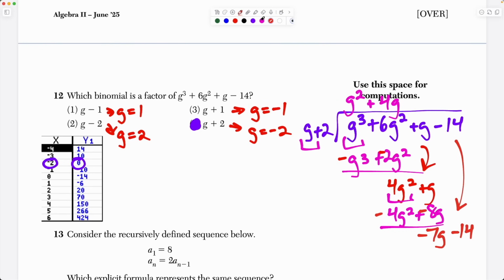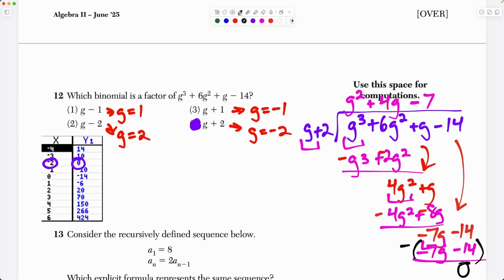And then once again, I divide leading terms. So negative 7g divided by g is minus 7. And when I distribute, I get minus 7 times g is minus 7g. And then minus 7 times 2 is minus 14. And this time when I subtract, I'm going to subtract minus 7g here. So I'm subtracting each of these.